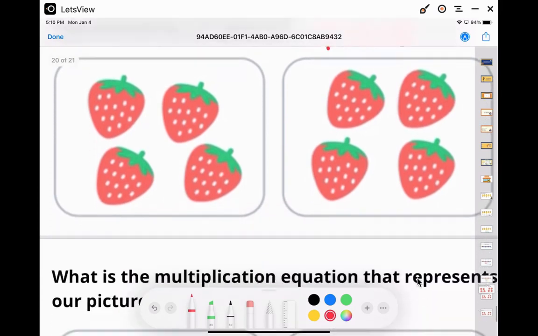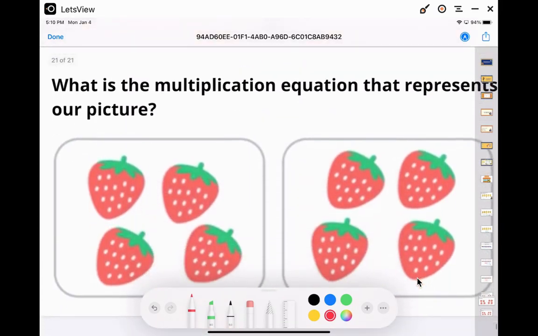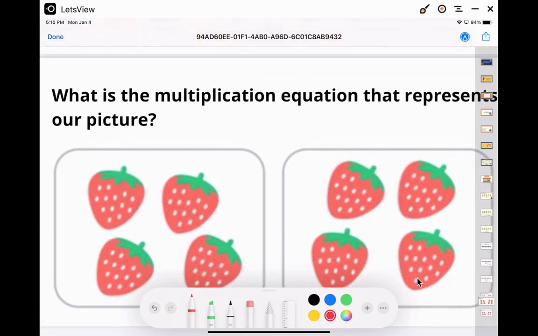Let's look at the last question. What is the multiplication equation that represents our picture? Please write your answer on the side of the screen.